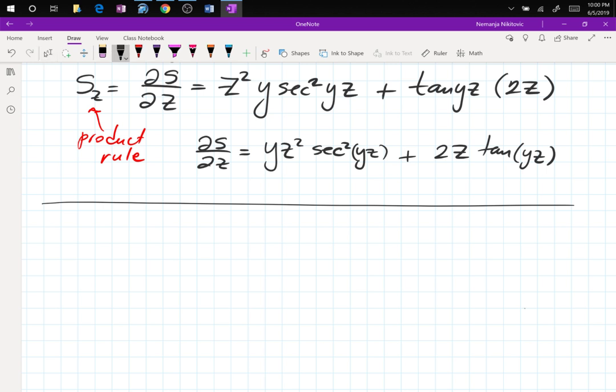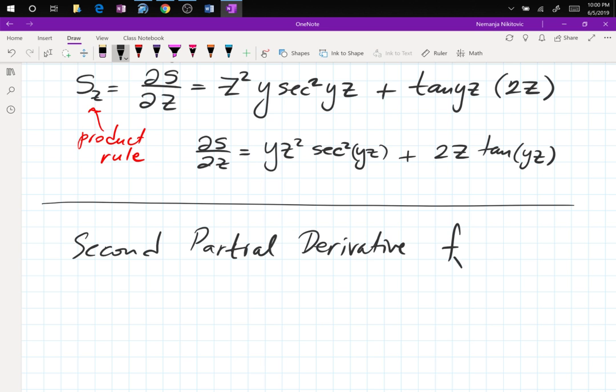Do I have a second partial derivative? Yes. That would be, so second derivative, second partial, fxx, fyy. Same rules. You will take the partial derivative, the first one, and then you will take another derivative to get to the second one, right?